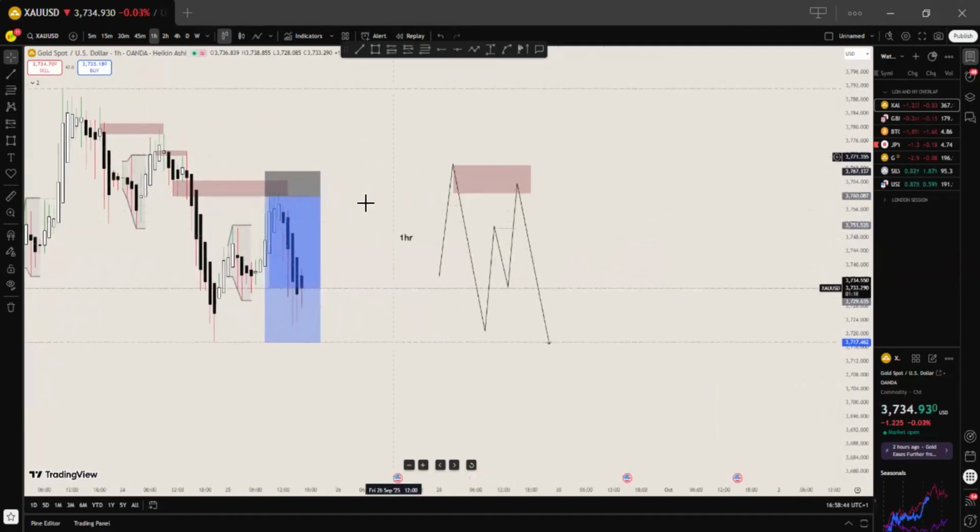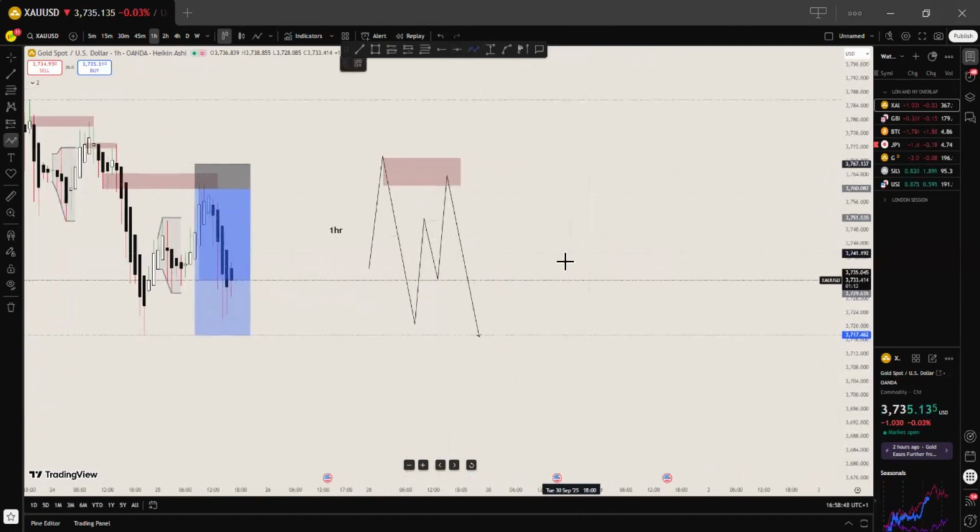Now this is the sell pattern of this trading pattern, which is engineered liquidity, and this is the buy. This is the buy. Let me draw it very well for you guys.